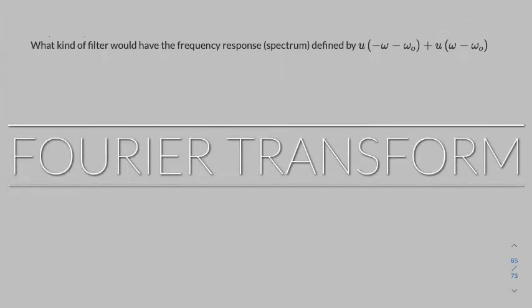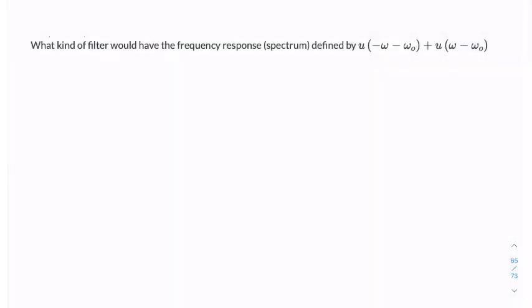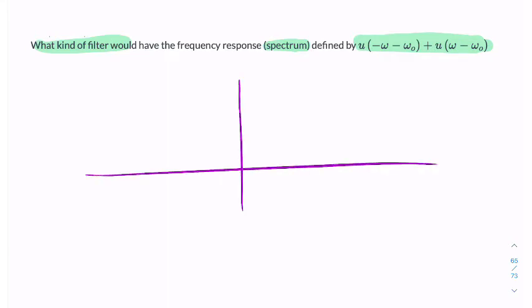In this question, we're given a filter with a spectrum or frequency domain representation given by two unit step functions. And the question is, what kind of filter is that? So let's look at what that looks like in the frequency domain. So let's try to plot that.